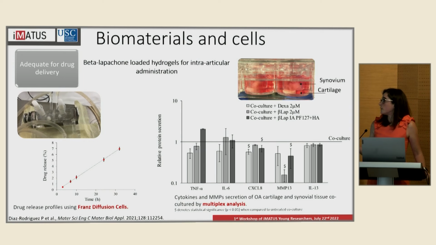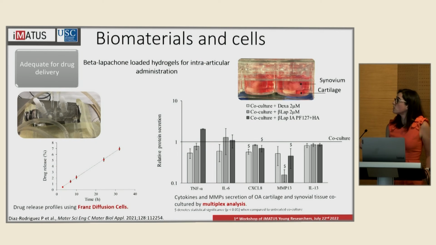This is a hydrogel meant for intraarticular administration and treatment of osteoarthritis, which is known to have really high levels of inflammatory cytokines. So we loaded it with beta-lactam, which is an anti-inflammatory drug. Initially, we tested the drug release profile, which was a linear release profile characterized by a diffusion-controlled release mechanism. And then we tested our hydrogel on a synovial cartilage explant co-culture.